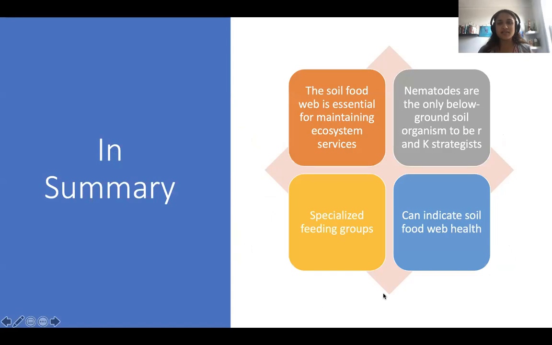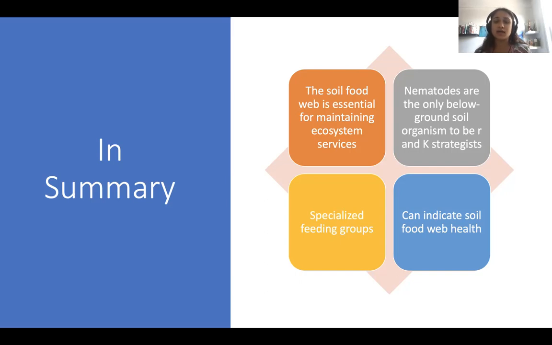So in summary from this lecture, I would really like you guys to take away that the soil food web is essential for maintaining ecosystem services, like we talked about for carbon and nitrogen cycling and carbon storage. Nematodes are really the only below ground soil organism to be both R and K strategists, which makes them such a great indicator of soil food web health.